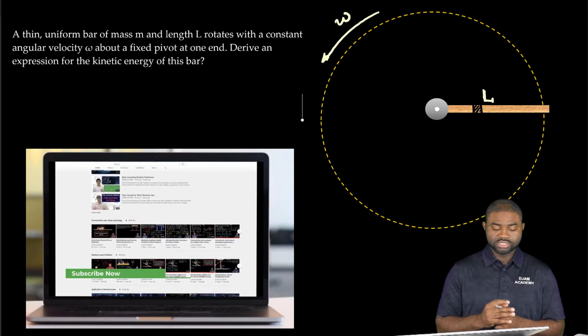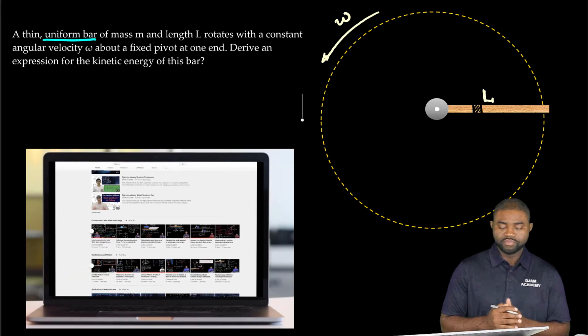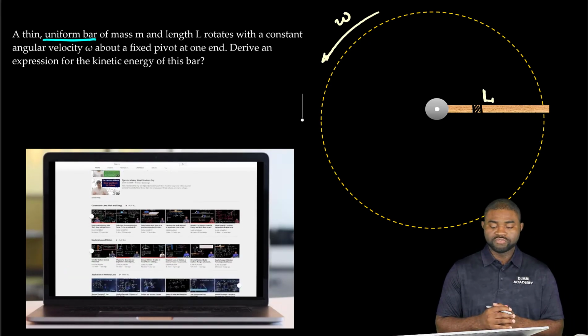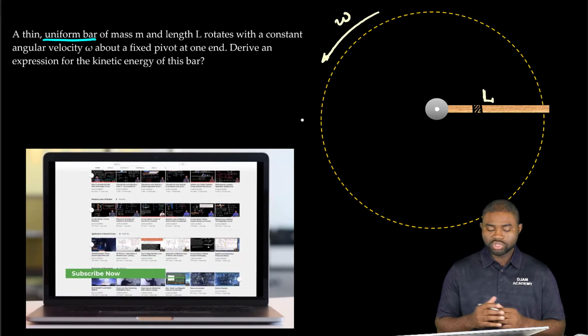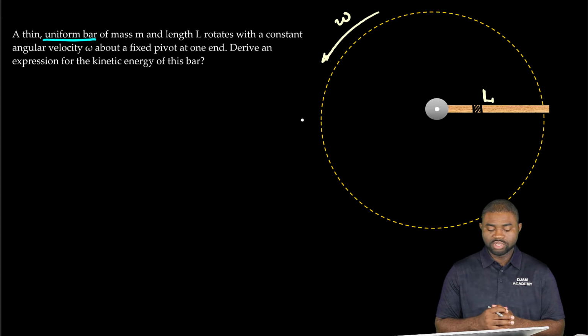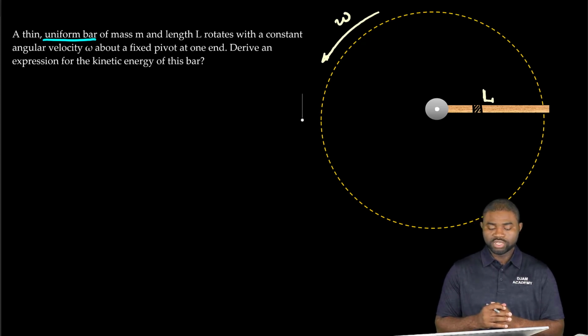So the question says a thin uniform rod, the word uniform is important here, a thin uniform bar of mass m and length L rotates with a constant angular velocity omega about a pivot at one end. The question is to derive an expression for the kinetic energy of this bar.